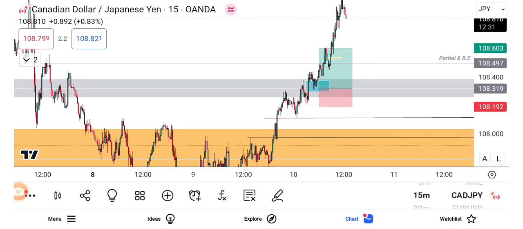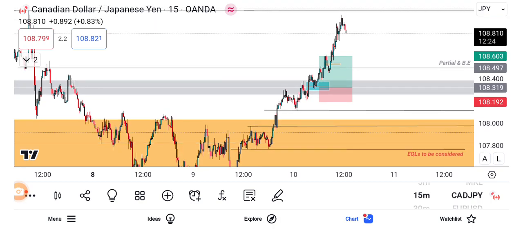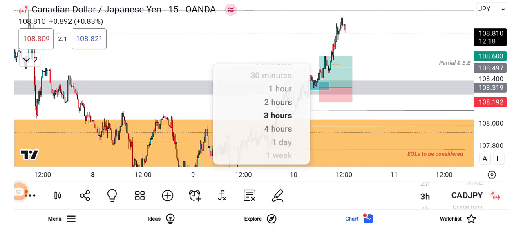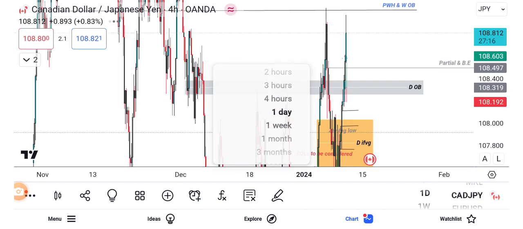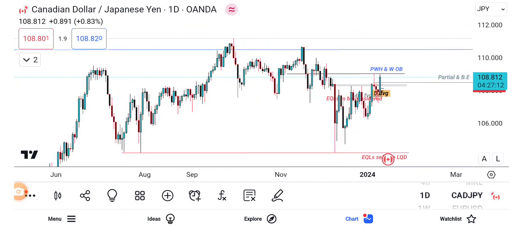Let's get cracking and see how I rate price, why I have so many colors on my charts, why some levels were not considered, why I considered other levels. So going to the higher time frames, especially the daily time frame.